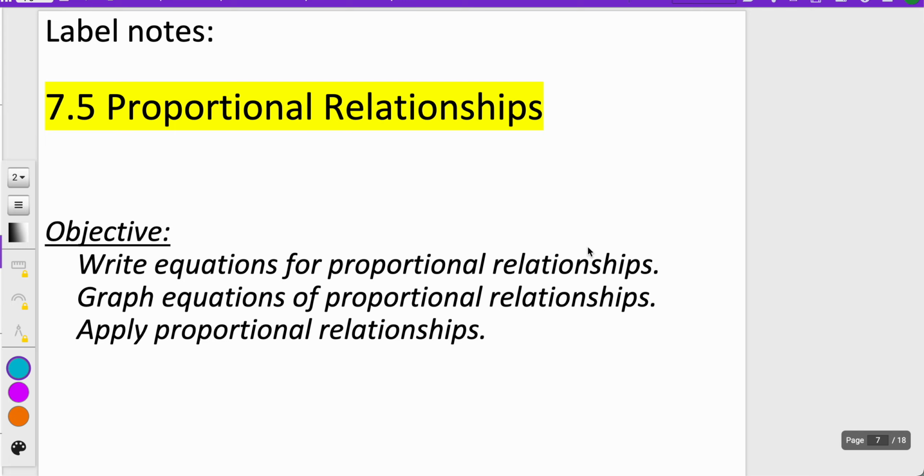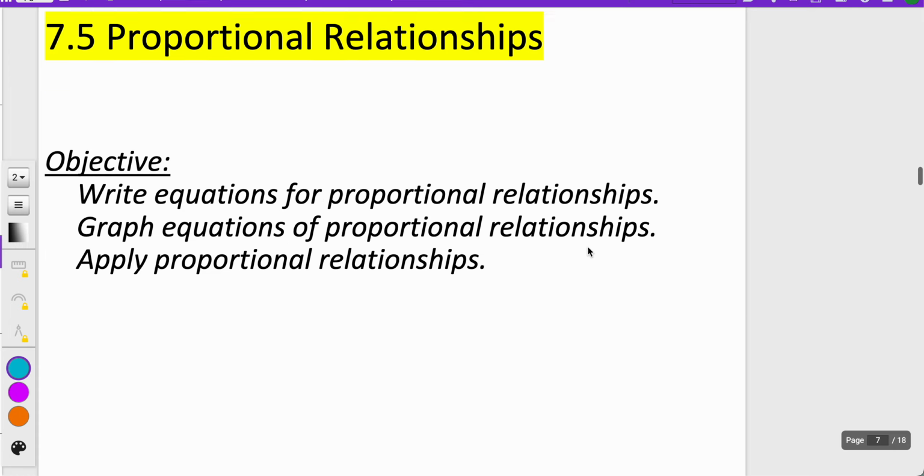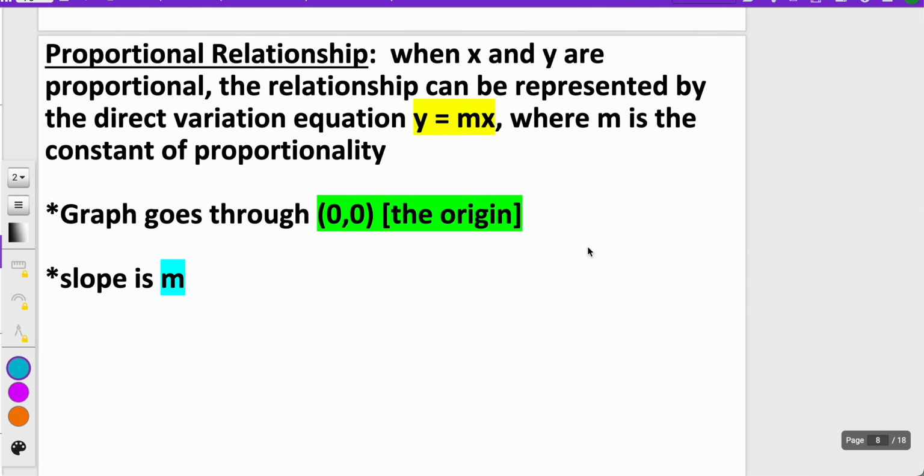Today we're looking at lesson 7.5, proportional relationships. So we'll be able to write equations for proportional relationships, graph them, and be able to apply them using word problems. The first thing we want to know is, what is a proportional relationship?